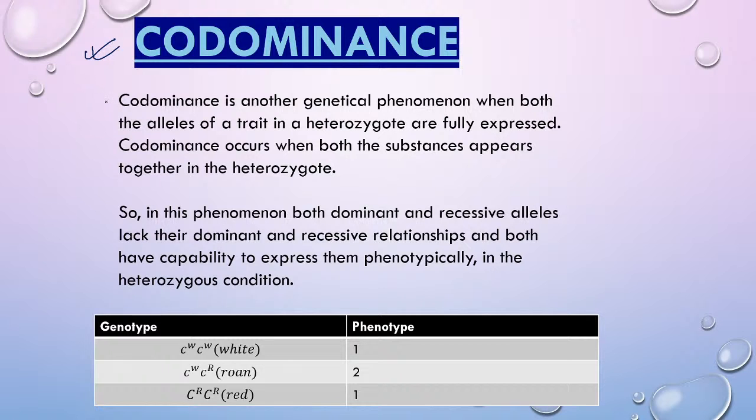So codominance is another genetical phenomenon. When both the alleles of a trait in a heterozygote are fully expressed, as we have seen in the ABO blood group system. So IA and IB were fully expressing. Neither A was dominant, neither B was dominant. Both were expressing their dominant power. Both were fully expressing themselves. So when both the characters are fully expressing themselves, then together both the substances appear in a heterozygote, and this type of condition is known as codominance.